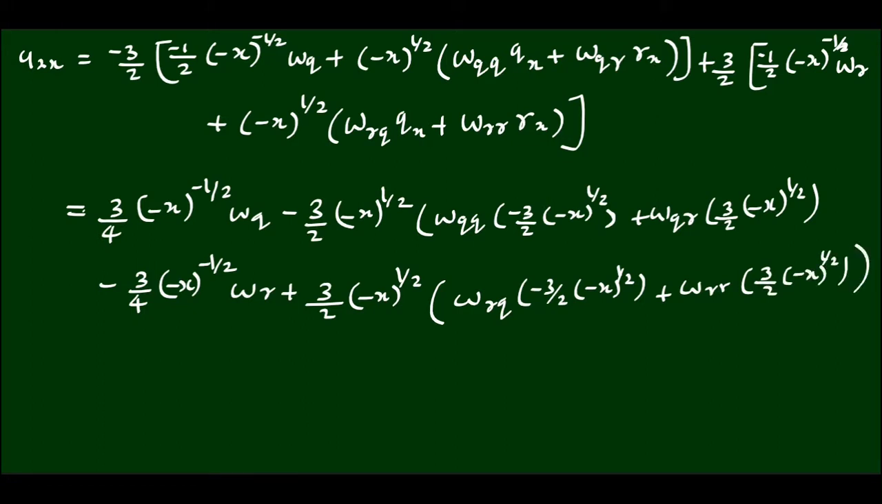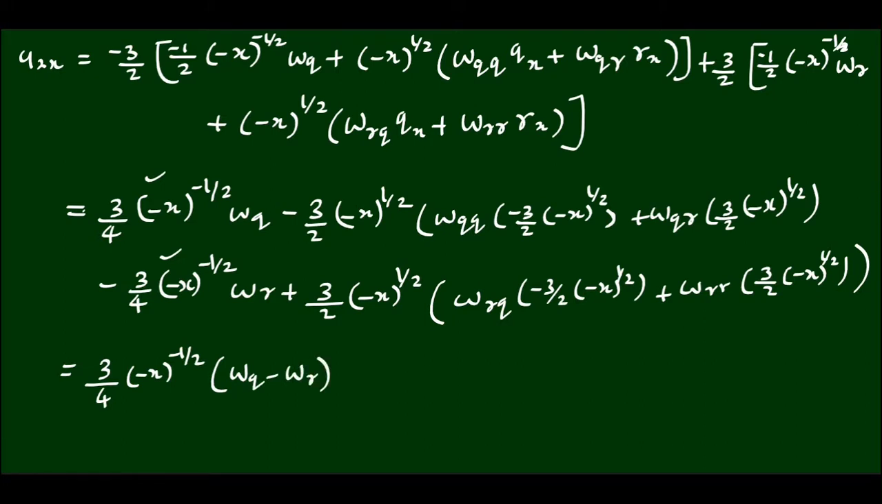Now we can rearrange the terms. Here we have 3 by 4 times minus x raised to minus 1 by 2, and here also we have 3 by 4 times minus x raised to minus 1 by 2. So taking 3 by 4 into minus x raised to minus 1 by 2 common from these two terms, we will get 3 by 4 into minus x raised to minus 1 by 2 into wq minus wr.